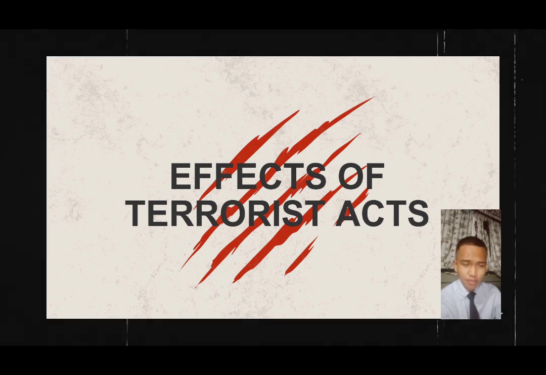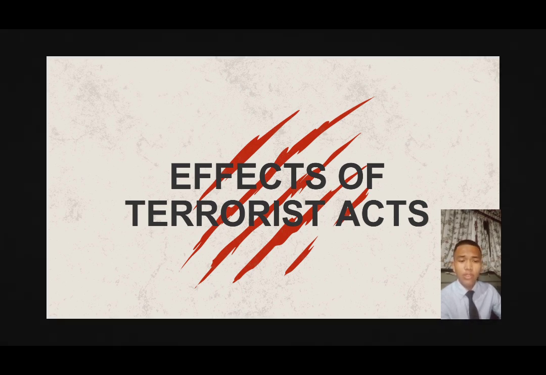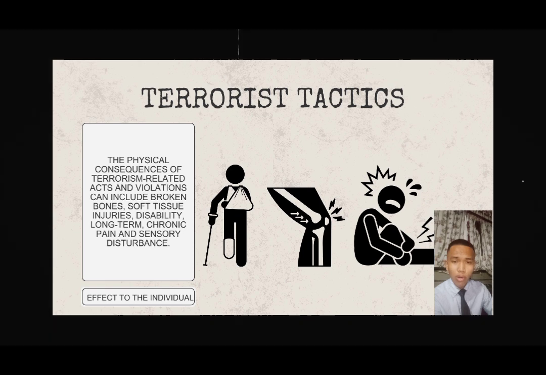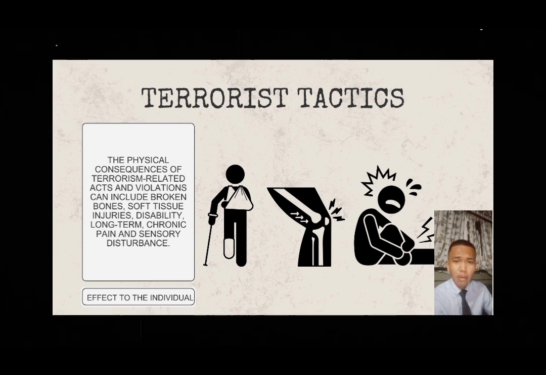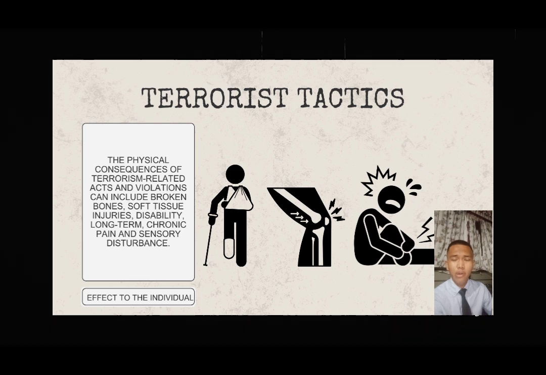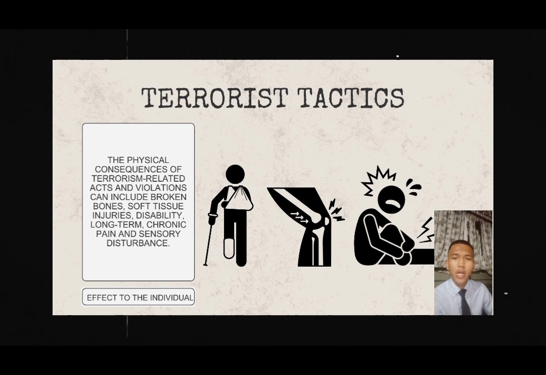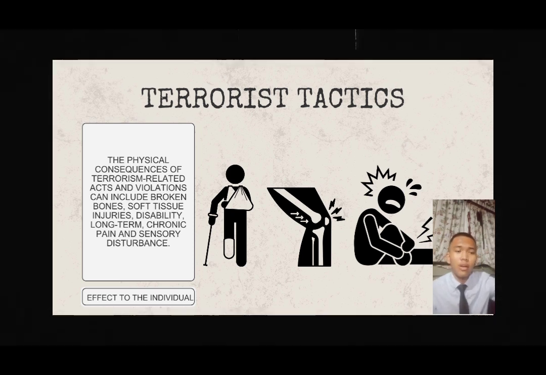So the next topic would be the effects of terrorist attacks. The first thing that will be affected in these terrorist attacks was the individuals. The physical consequences of terrorism-related acts and violations can include broken bones, soft tissue injuries, disability, long-term chronic pain, and sensory disturbance. For example, after the bombing, people will experience sensory disturbance, or they can experience injury, like being hit by a big stone from the explosion or the bombing used by the terrorist groups. The first thing that will be affected in these terrorist acts will be the person itself, or the civilians itself. And the effects on these individuals are physical harms, injuries, and disabilities.